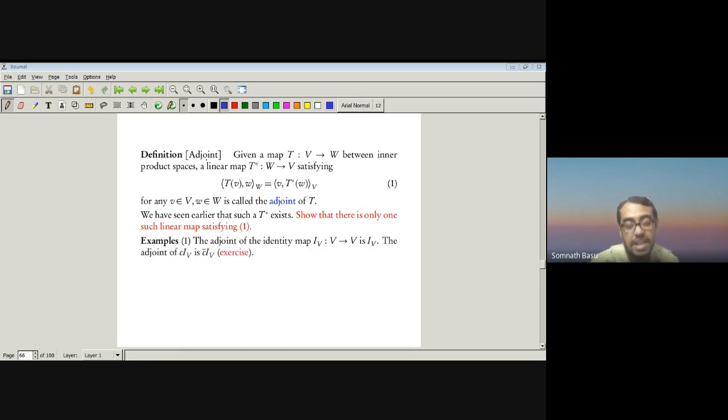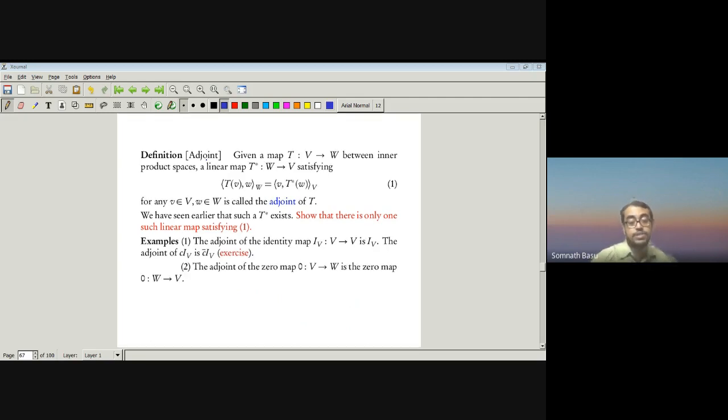And you can check that the adjoint of C times I_V, the scaling map, the dilation map, is C bar if you're working over the complex numbers. If you're working over the real numbers, it's still C. So this is the slight difference, that the adjoint of the dilation map by i, for example, over the complexes, is dilation by minus i. Whereas the adjoint of the dilation map by 3 is the dilation map by 3. Okay?